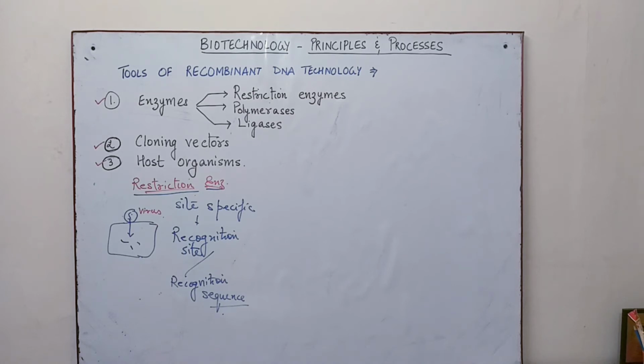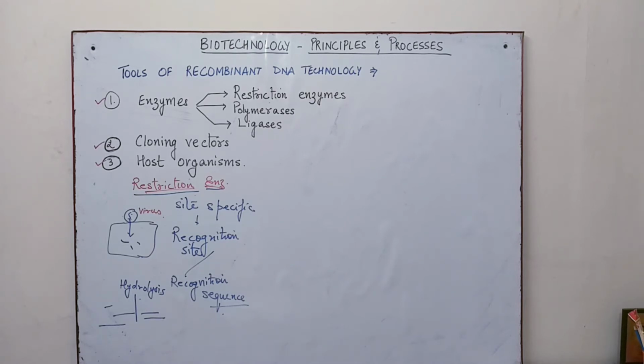Now when a restriction endonuclease recognizes its sequence, it cuts the DNA molecule. How? It cuts it by catalyzing the hydrolysis between two adjacent nucleotides. So when two nucleotides are there, the restriction enzyme will first recognize the site, then it will catalyze hydrolysis, and this hydrolysis will cause the cleavage of the two nucleotides. So this is how it cuts the DNA into fragments.